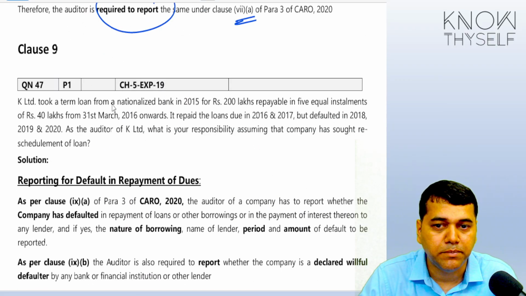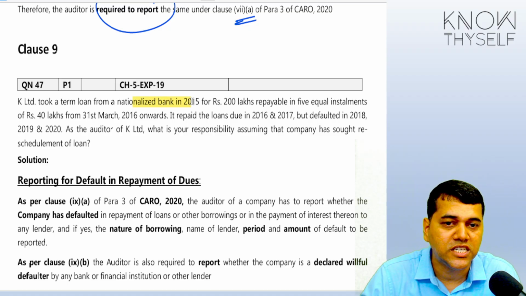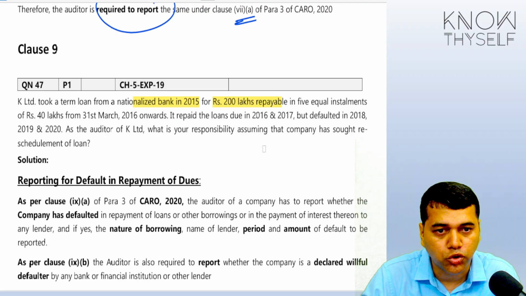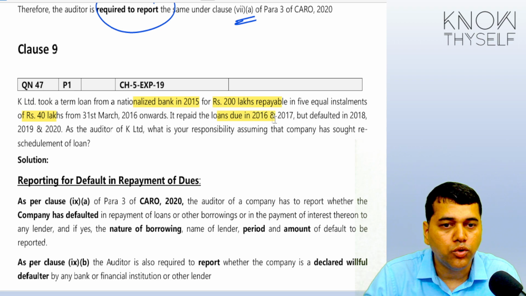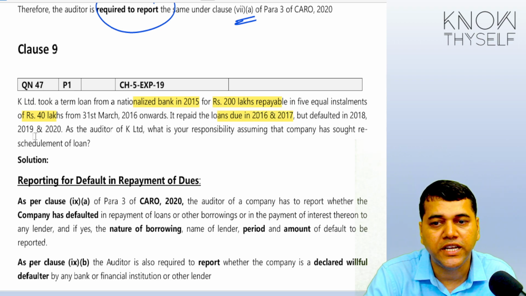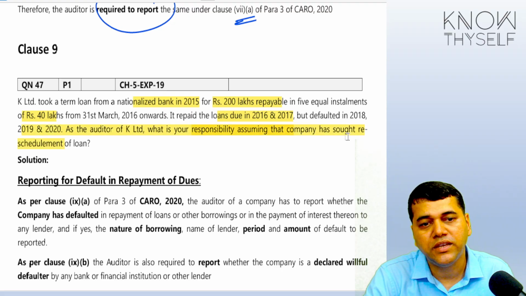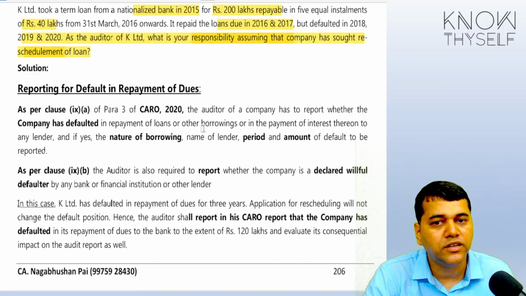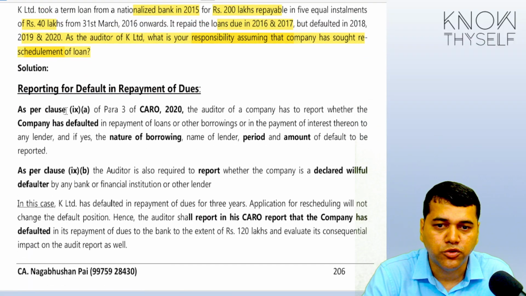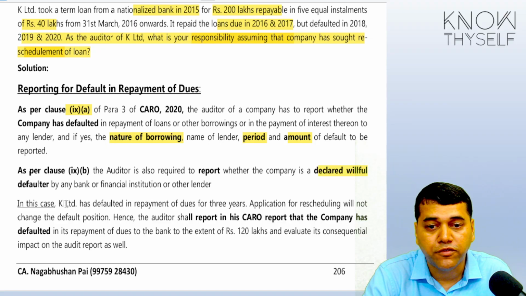K Limited, one example is given, took a term loan from a nationalized bank for 200 lakhs, that is 2 crore, payable in 5 installments of 40 lakhs. It paid the dues in 2016-17 but defaulted in 18, 19, 20, three years. What is your responsibility, assuming he has sought rescheduling of the loan? So now there is a default in the payment of the loan. First you have to tell the nature of the borrowing, the period and the amount of default. Also, is he declared as a willful defaulter?